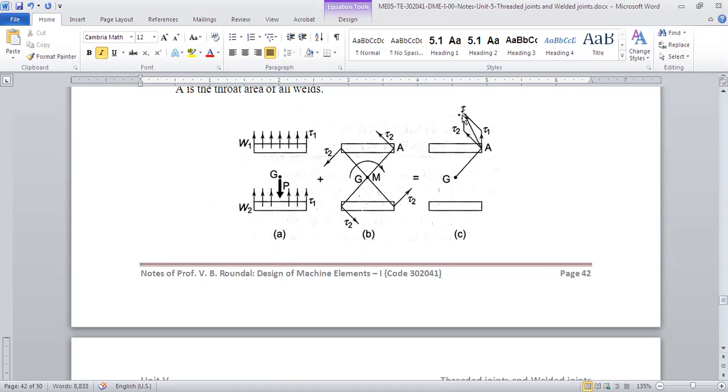So the resultant shear stress tau is equal to tau 1 and tau 2, vector addition of those two. Okay. Clear? Anybody has any doubt? I'm trying to explain in a slow manner.